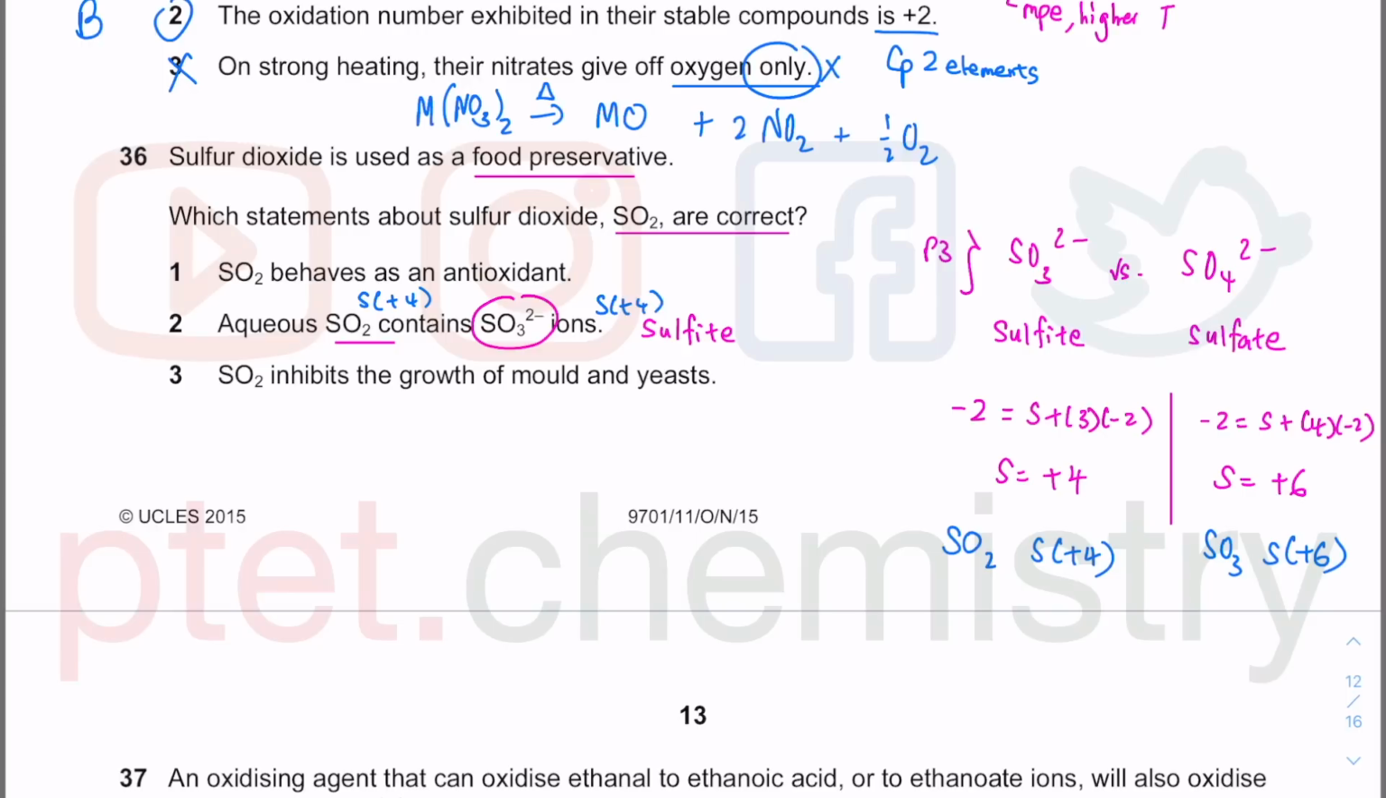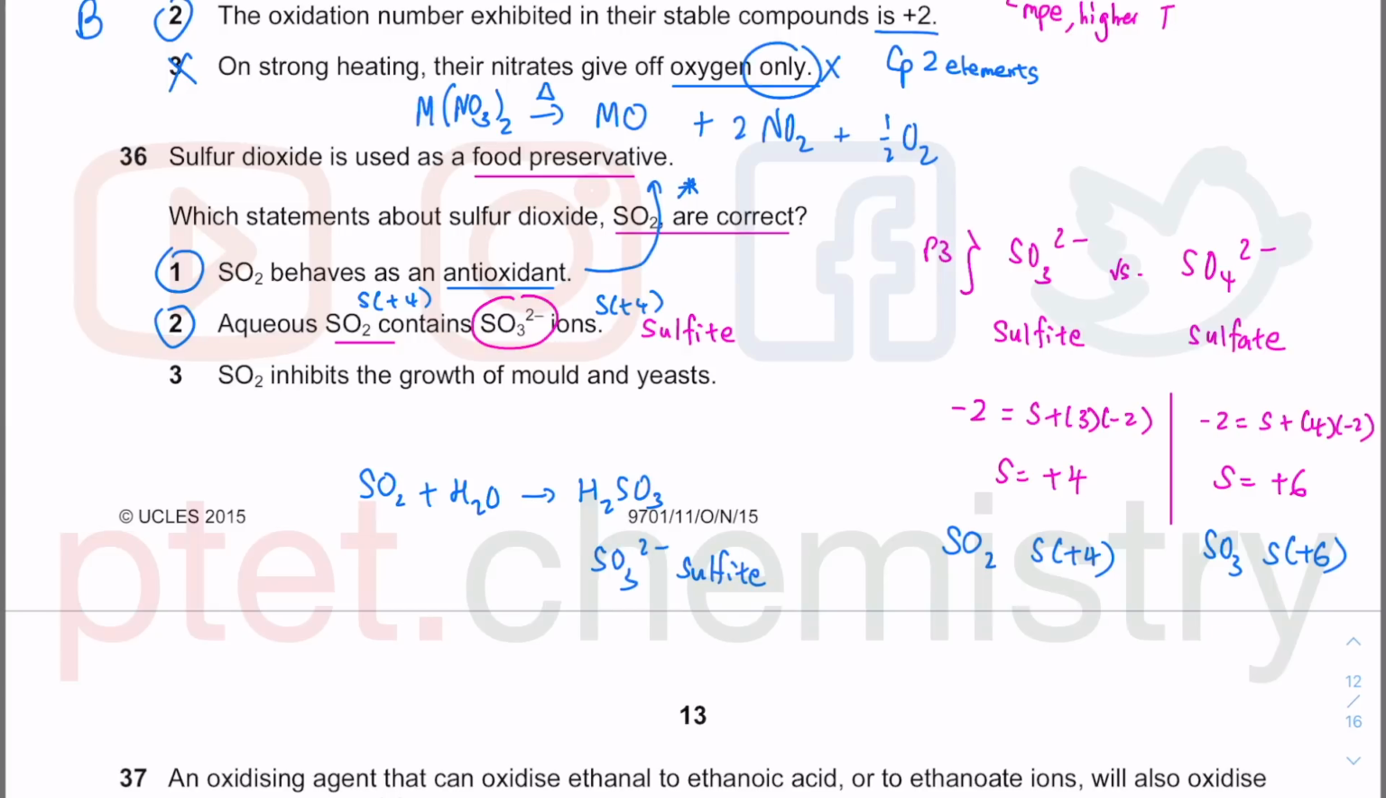You can in fact write an equation: SO2 plus H2O, the balanced equation giving H2SO3, consisting of this SO3 2 minus sulfite with the ITE there. Now, how about option 1? We know that it prevents oxidation, therefore it prevents your food from going bad. So it behaves as an antioxidant for this very purpose. As a food preservative, it must act as an antioxidant.